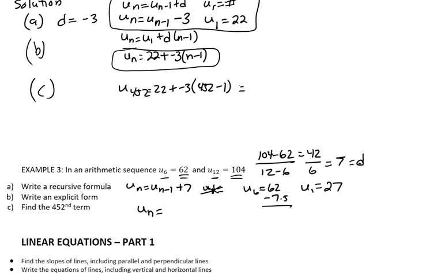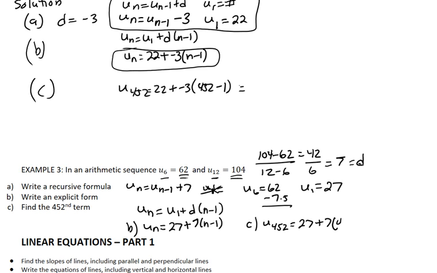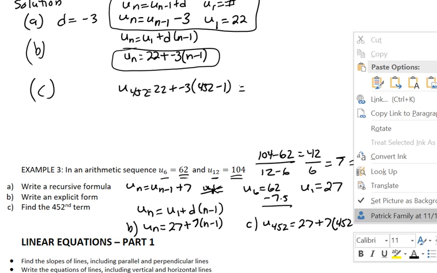So we do u sub 1. This is the formula, of course. So it would be u sub n equals 27 plus 7 times n minus 1. That would be our answer for B. And then for C, we simply plug in the 452. So u sub 452 equals 27 plus 7 times 452 minus 1. And again, I'll let you put that into your calculator for yourself and get the answer.